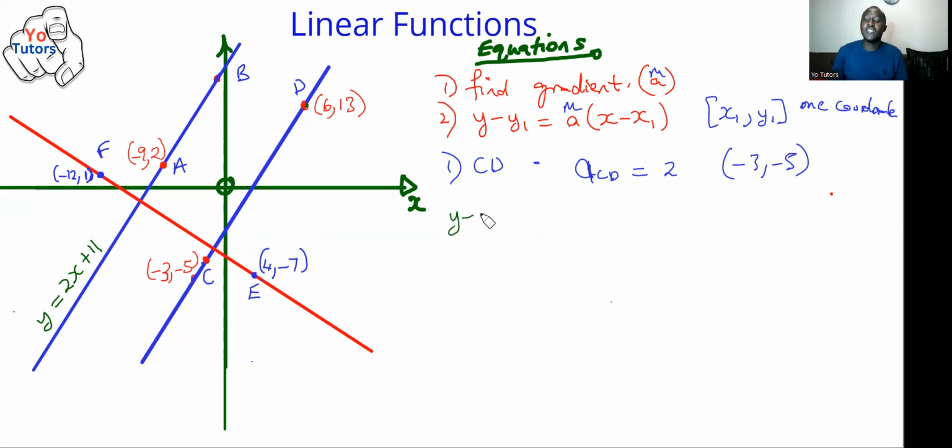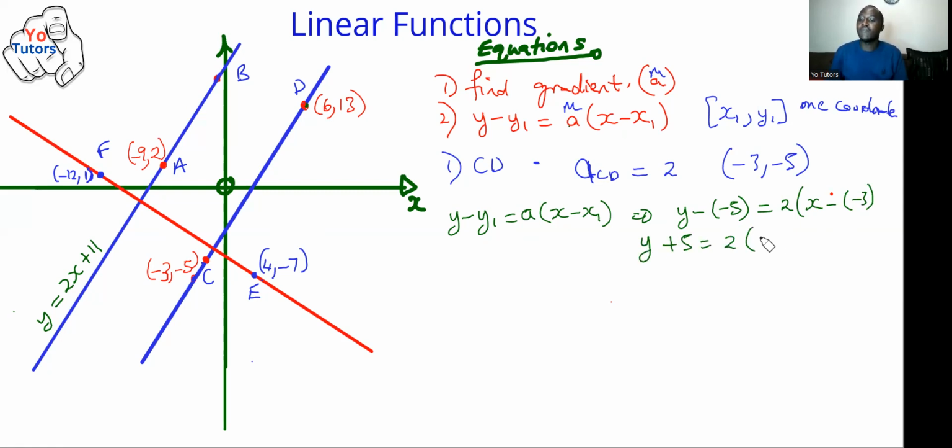It's going to be y minus y1 is equal to A times x minus x1, which is y minus -5 equal to 2 times x minus -3. So it's going to be y plus 5 is equal to 2 in a bracket x plus 3. Then y plus 5 is equal to 2x plus 6. Then y is equal to 2x, 6 minus 5 is plus 1. So that's what we have as the equation.